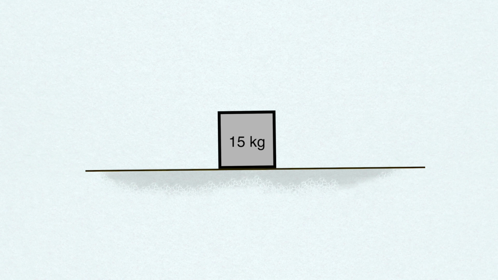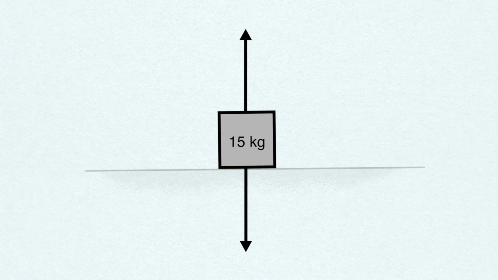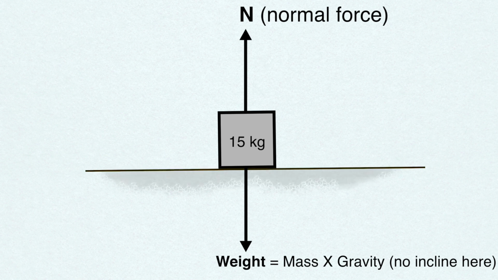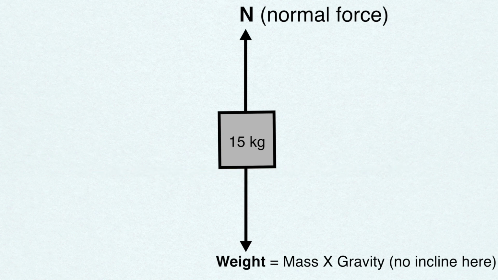So going back to this example, gravity is acting straight down. The normal force is acting exactly perpendicular to the surface. So in this case, the force due to gravity and the normal force just so happen to be equal and opposite in terms of magnitude and their direction, because the surface is not inclined. Perpendicular to the surface is up and gravity is down.